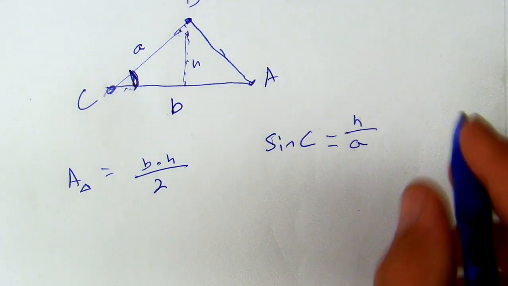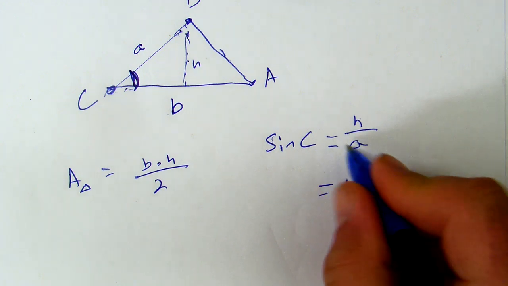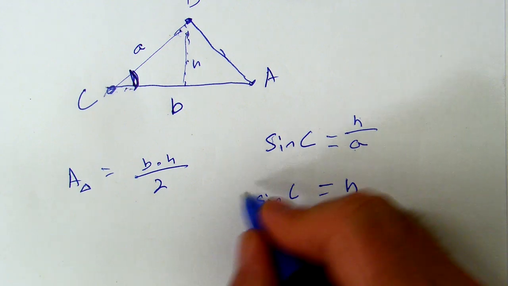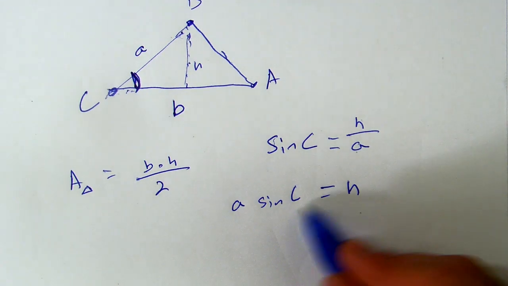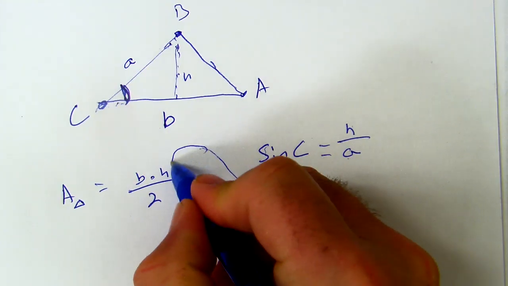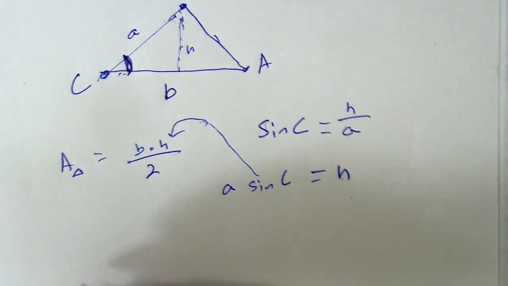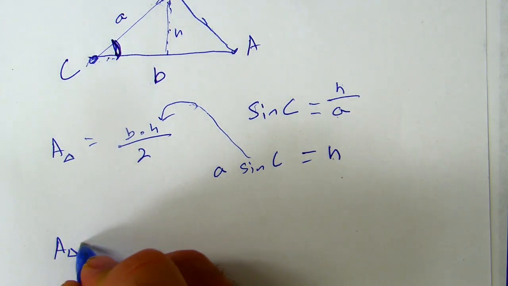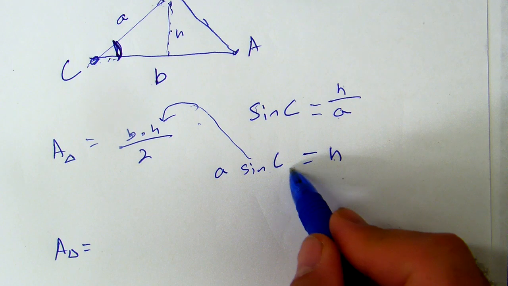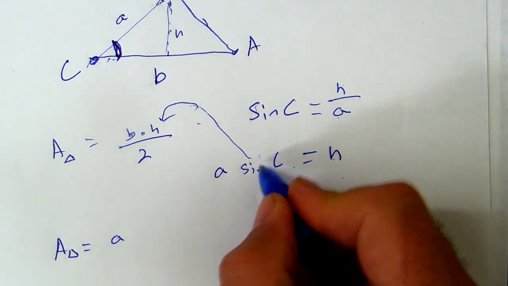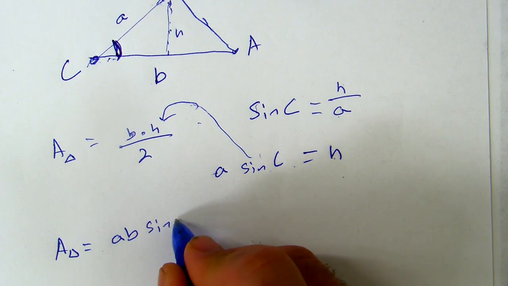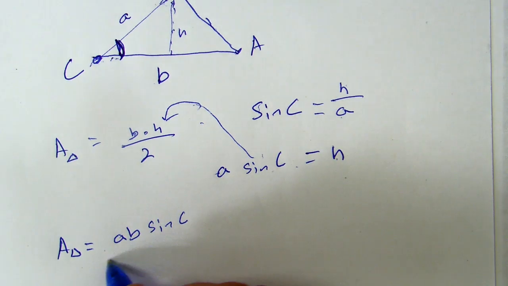And if I do a little rearranging, that means the height is always going to be the sine of angle C times A. Yeah, that makes sense. I mean, height is that. So using a little bit of substitution, the area of a triangle, instead of saying base times height, we could say base times A times sine of C. I'm going to put it in order, I guess, A times B times sine of C, and then it's all divided by 2.